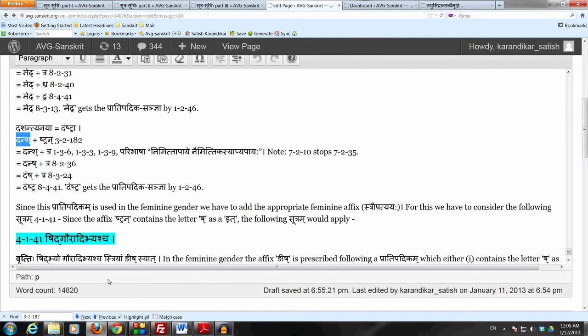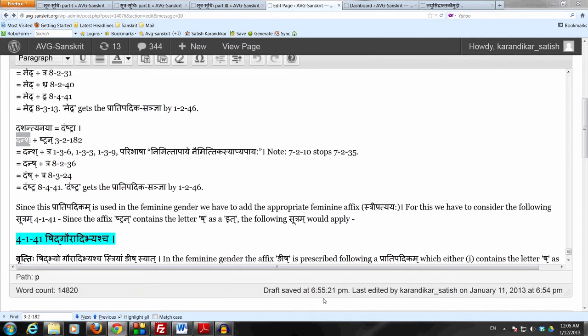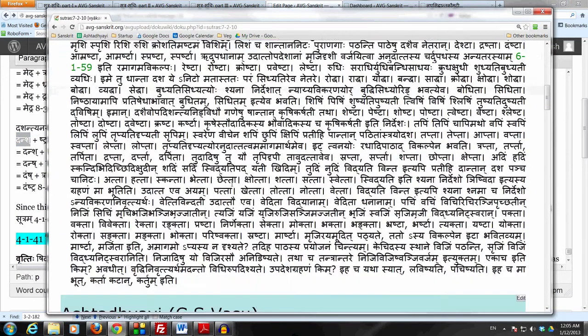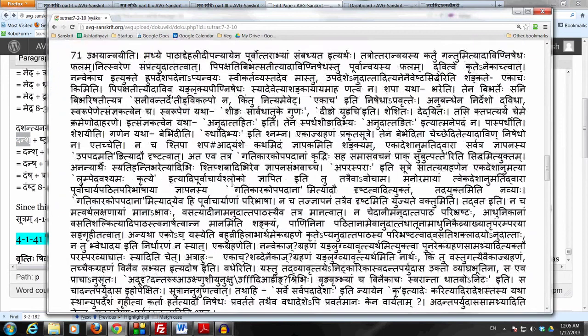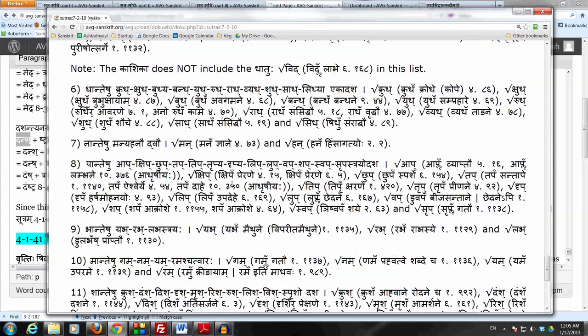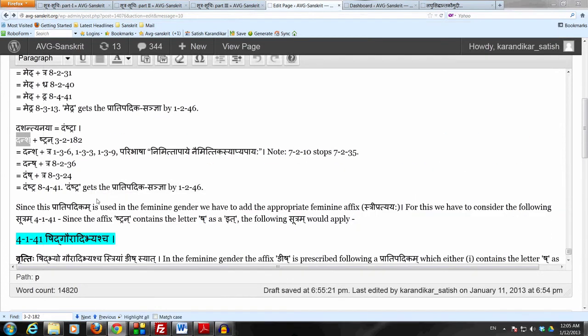Now 7 2 10 again stops 7 2 35, because this verbal root dansha is anudatta upadesha. So 7 2 10 ekach upadeshe anudattat stops the iagama, which would have been done by 7 2 35. So if we check the list of verbal roots ending in a talavya shakara, which are anudatta upadesha, there are 10 of them, and they are krish, dansh, dish, drish, mrish, rish, rush, lish, vish, sprish. So in that we have dansha, so it's anudatta upadesha. So 7 2 10 stops the iagama, which would have been done by 7 2 35.